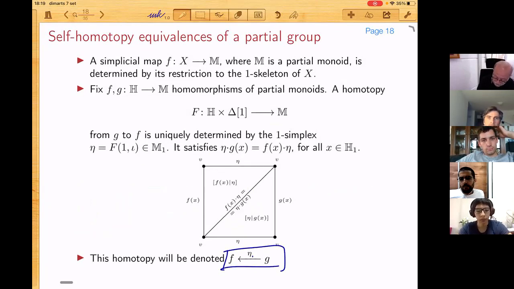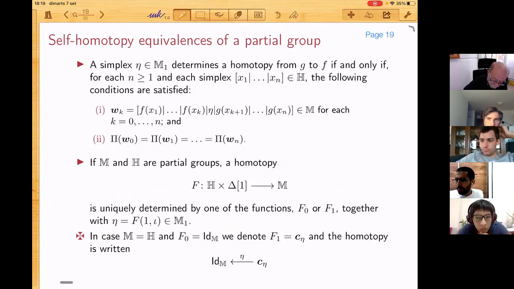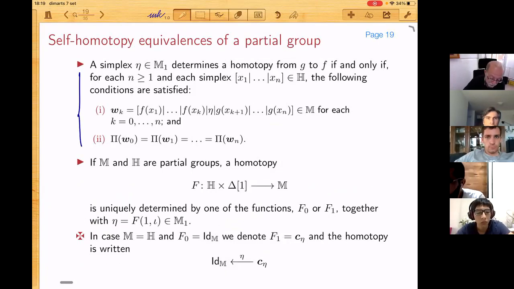Recall that the one simplex eta is, in the language of Chermak, an element of the partial group. All right. So here are some technical conditions that, if you are interested, ensure that once you have this simplex eta and the maps F and G, the homotopy will exist. If the homotopy exists, it is uniquely determined by this element eta, but eta does not imply that the homotopy will exist. For this, we need some extra conditions, which are listed here, right?